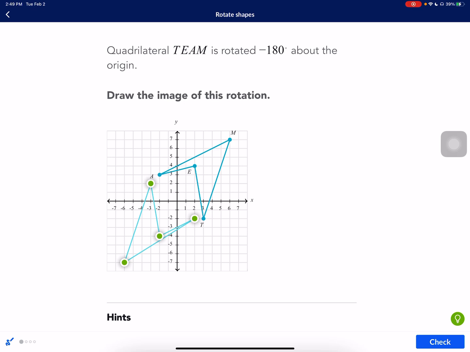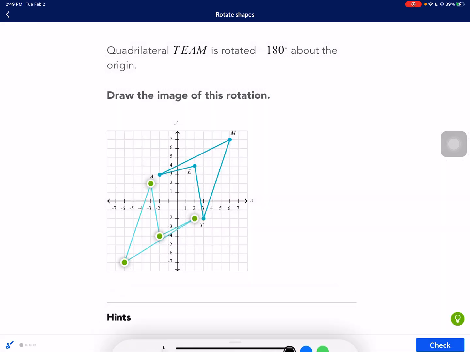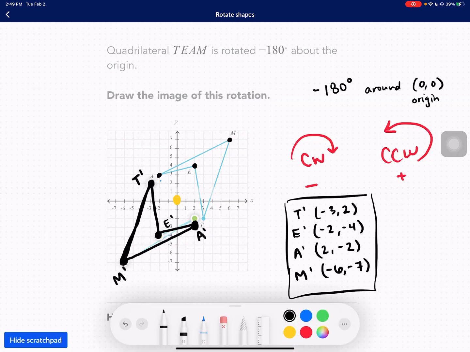Let me see, it looks a little bit weird. It looks like it's not right. Did I do that right? Well, let's see here. If I show my, yeah, I'm a little bit off. Which one did I write down wrong? Oh, this one for A prime. It should be at 2, -3, not at 2, -2.